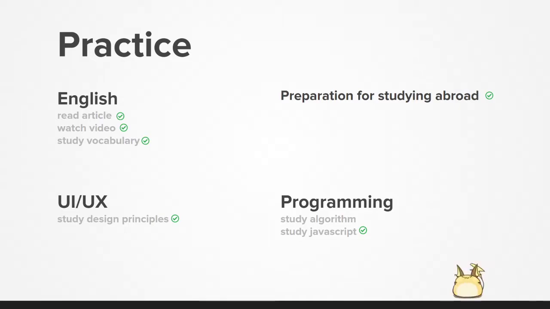And today, what I did for studying abroad was organize what to do, my to-do list. It seems that I still have to do a couple of things about my insurance and mobile phone. They are a little bit complicated, but things are getting better, I think. I'm moving forward. And about UI UX, I studied design principles and did a little bit of practice.